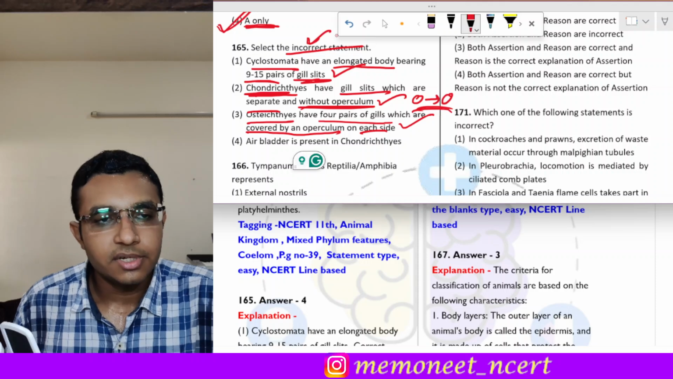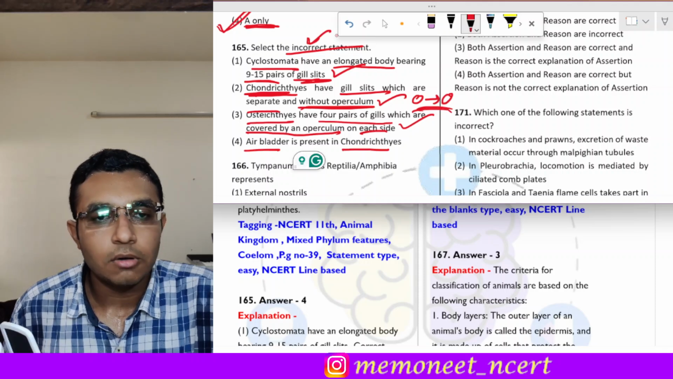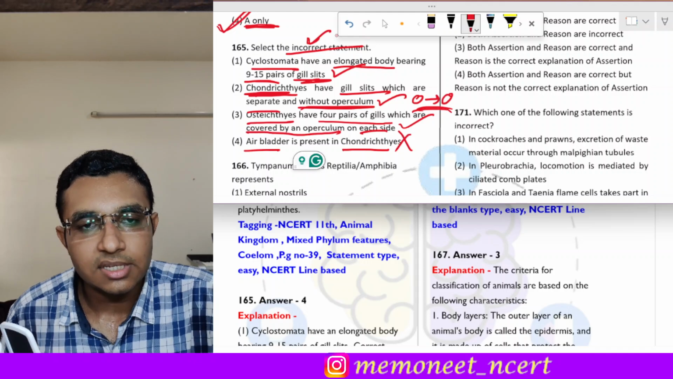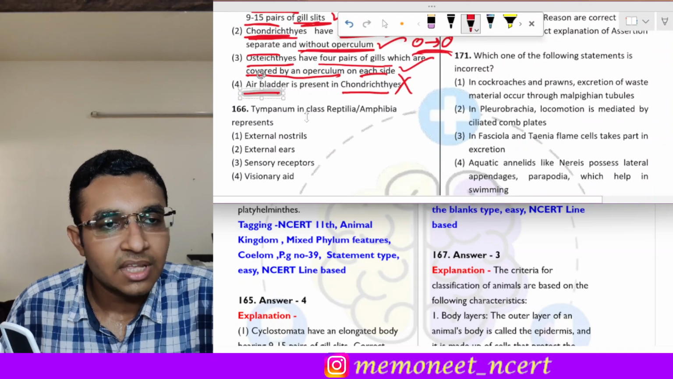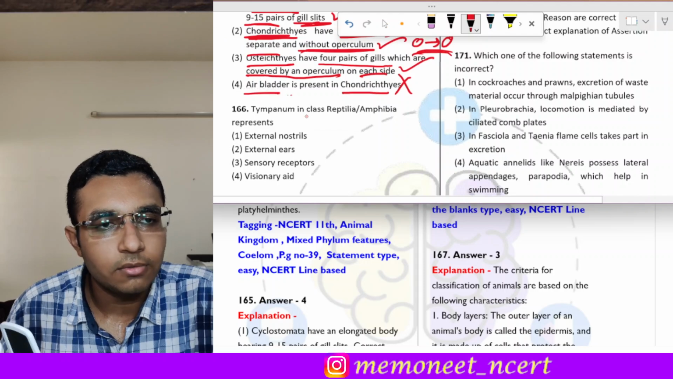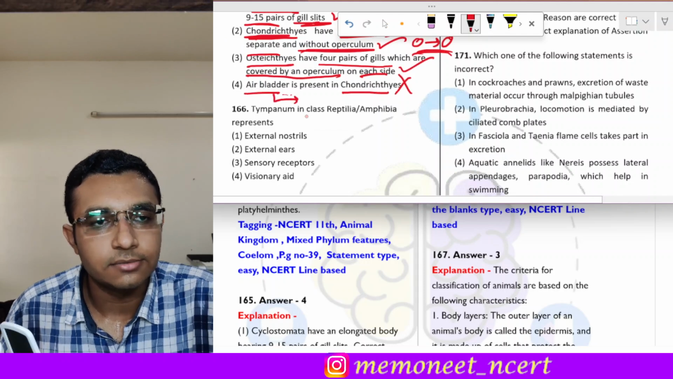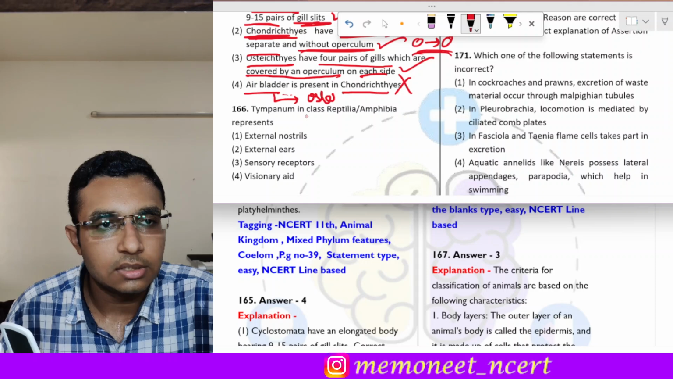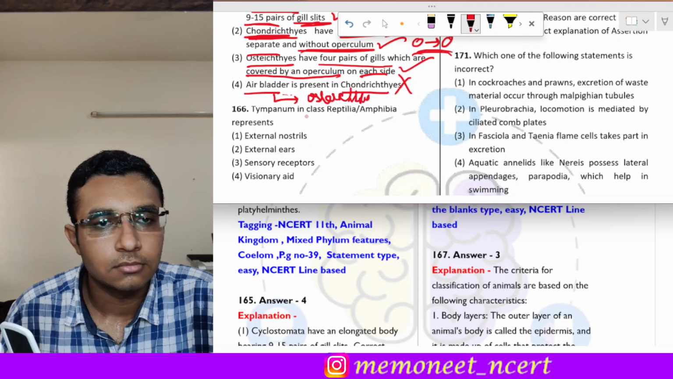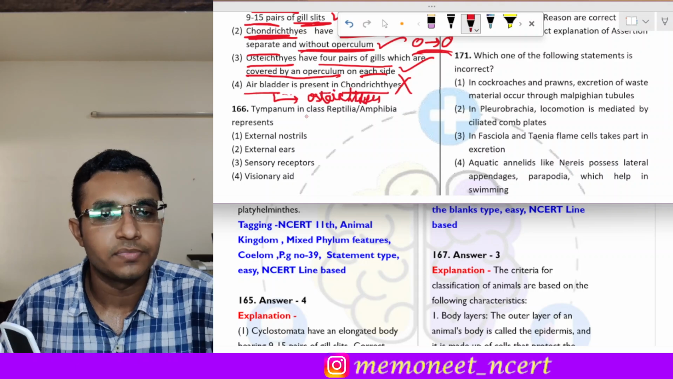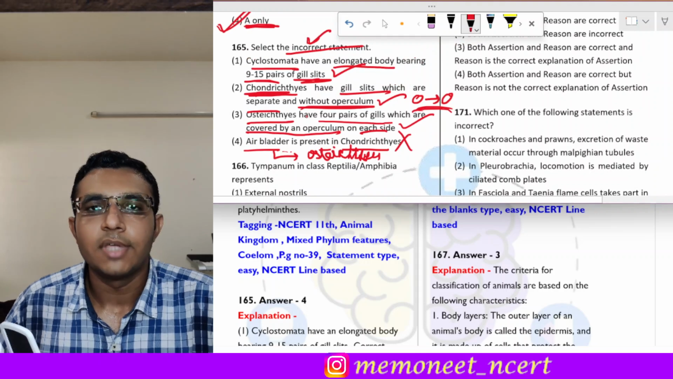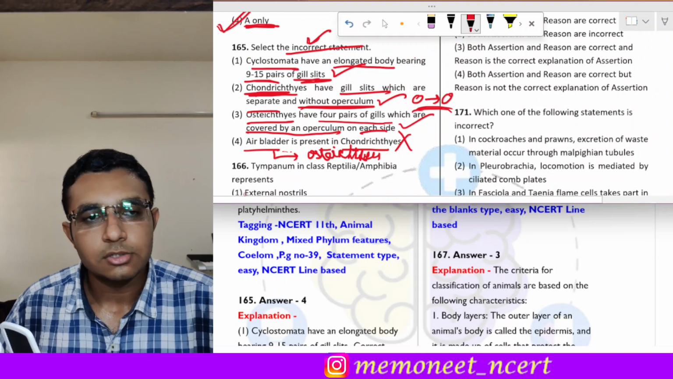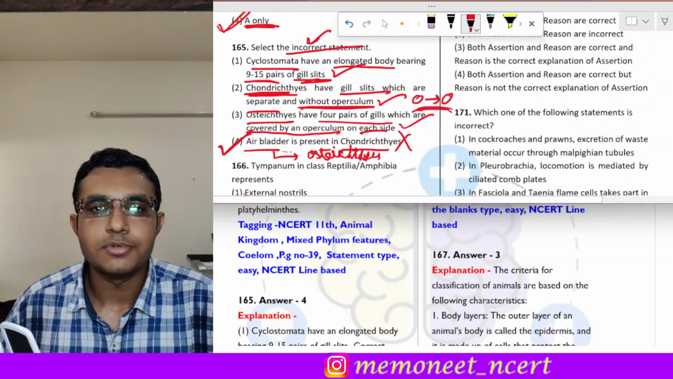The fourth statement is, air bladder is present in chondrichthyes. So no, this statement is incorrect. Why? Because air bladder is a characteristic feature of what? Air bladder is a feature of osteichthyes. So the fourth statement is incorrect, and in the question we have to select the incorrect statement only. So the correct answer of this question is option 4.